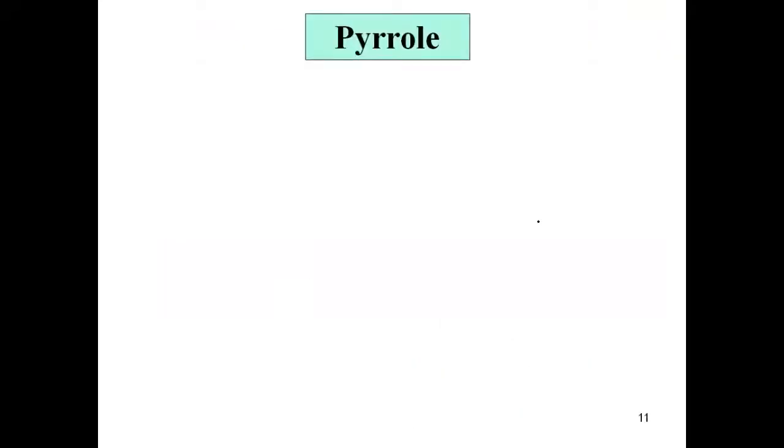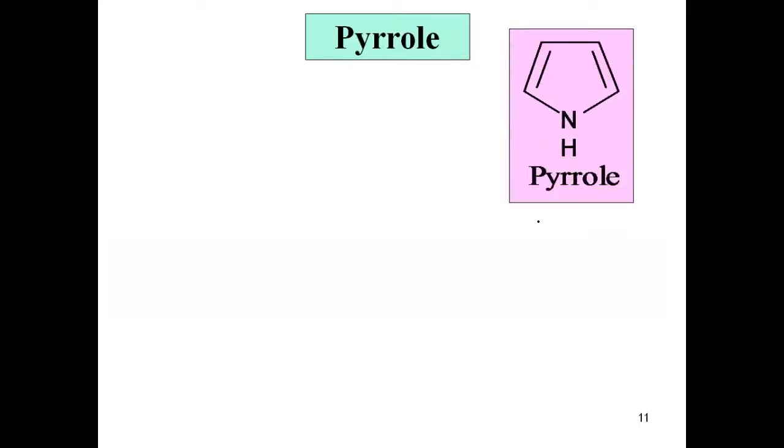Let us start with the first simple heterocyclic compound, pyrrole. Okay, this is the structure of pyrrole. It is a five-membered nitrogen-containing heterocycle. Pyrrole is an example of a five-membered nitrogen-containing heterocycle.